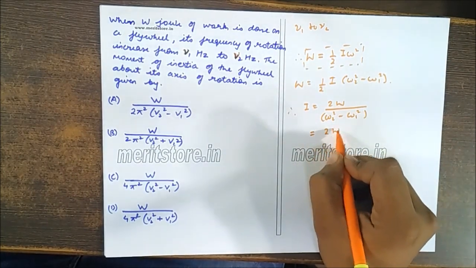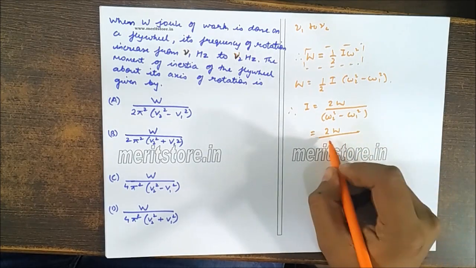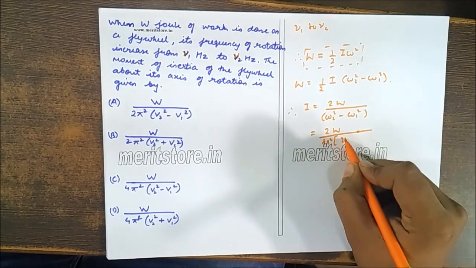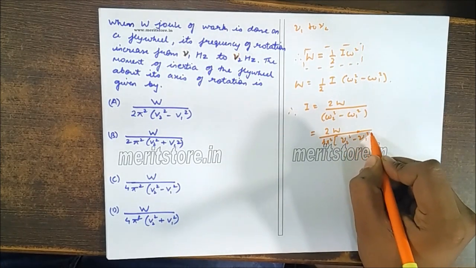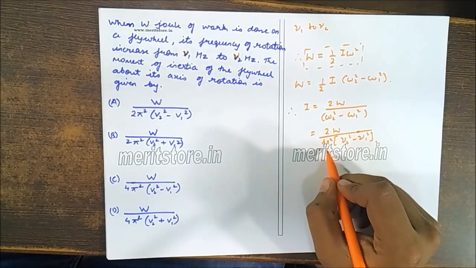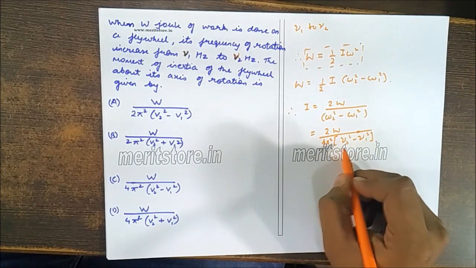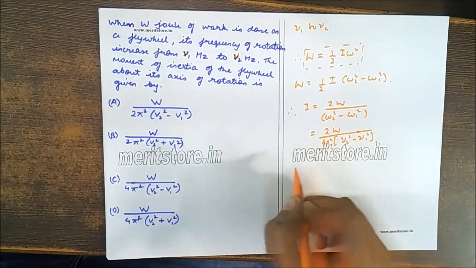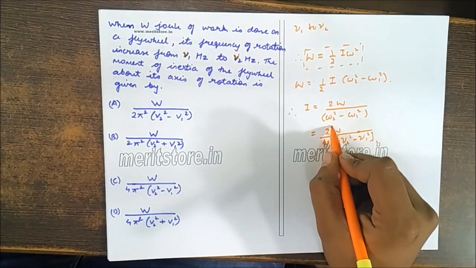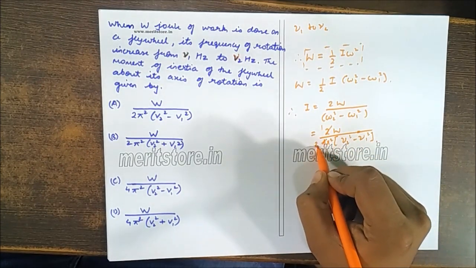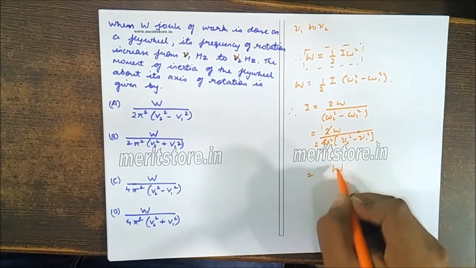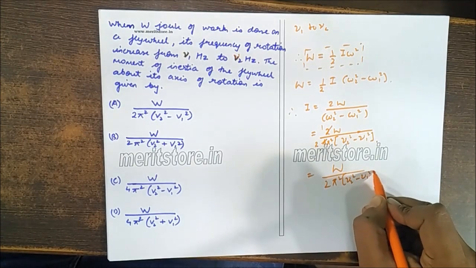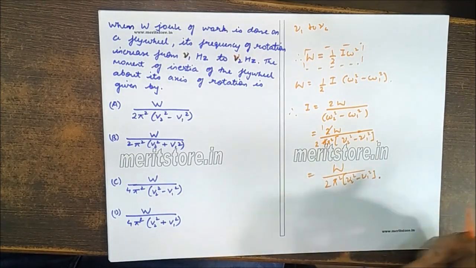Now if I put omega as 2 pi nu, I'll get 4 pi square common into bracket (nu 2 square minus nu 1 square). So 2W upon 4 pi square (nu 2 square minus nu 1 square). So students make a silly mistake and they mark option C. But if we see there is a 2 in the numerator, so 2 ones are 2, 2 twos are 4. So this becomes W upon 2 pi square (nu 2 square minus nu 1 square). So the option is A.